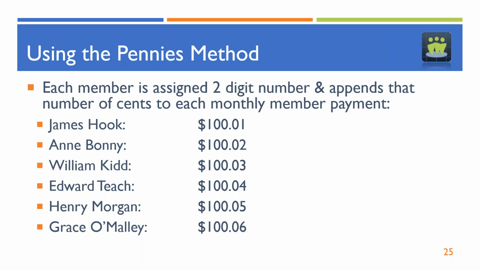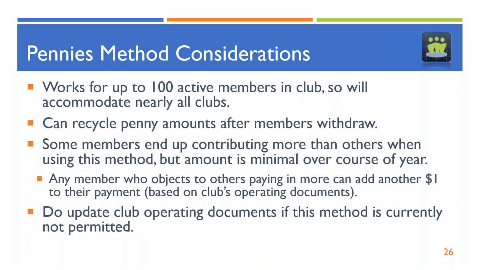And so this method has long been used, and is how you can identify members. Certainly it only works for up to 100 members. So if you have more than 100 members, it's not going to be possible, but this will accommodate most clubs. Again, if you've got a club of that size, you have some other issues with respect to the SEC, and what if you really are an investment club.